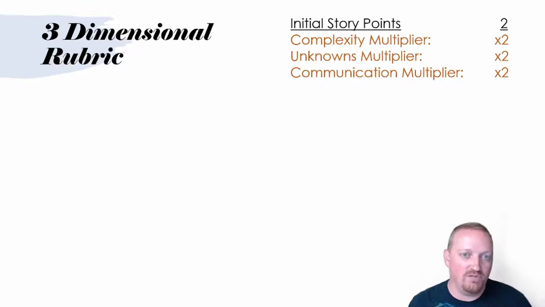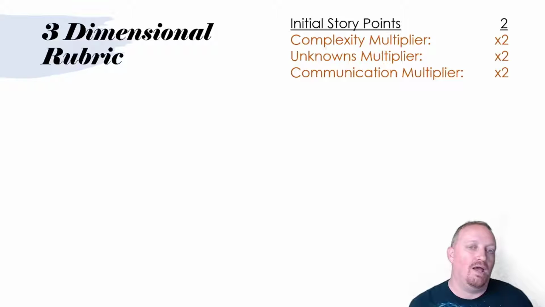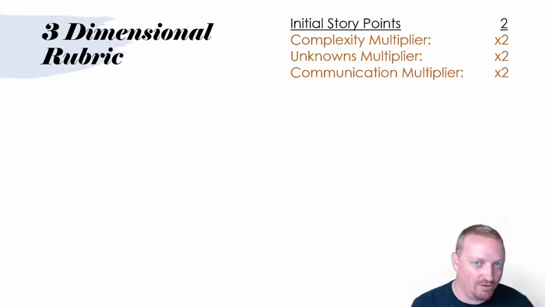So we start out with some sort of initial story point, and then for each one of these dimensions, remember I mentioned what the dimensions were earlier: complexity, unknowns, and communication. Each one of them adds to the story point. It actually is a multiplier for the story point in this case. But if you're using the Fibonacci scale, it just means go up a level. Maybe your initial story point is 1, and if any one of these dimensions is true, then you would increment: 1 to 2 to 3 to 5 to 8 to 13, etc.